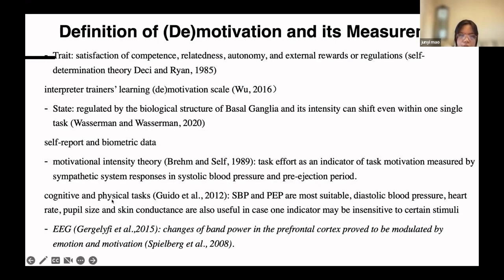Previous cognitive and physical experiments have mostly used those two indexes, but sometimes one indicator may be insensitive to certain stimuli, so those less perfect measurements are also employed, like diastolic blood pressure, heart rate, pupil size, and skin conductance. More recently, one scholar and his colleagues have used EEG to document participants' motivational state, because neuroscience shows that changes of the band power in the prefrontal cortex are modulated by emotion and motivation.